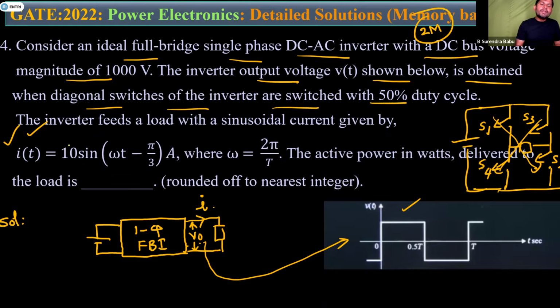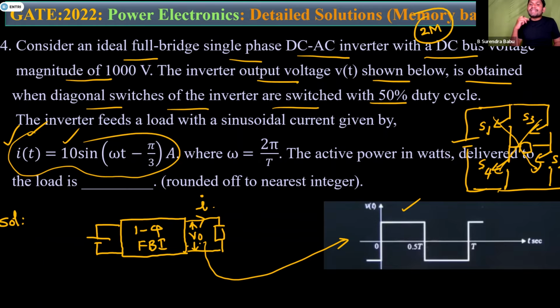Point to remember, our current is sinusoidal, but voltage is not sinusoidal. It is a square waveform, which means it consists of fundamental and harmonics. But which component is responsible for delivering the power to the load? Only the fundamental component is responsible. Current does not have any harmonics, no problem. But the voltage is a square waveform, which consists of fundamental plus harmonics.